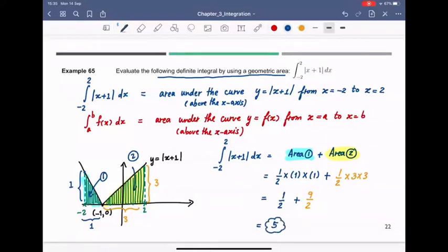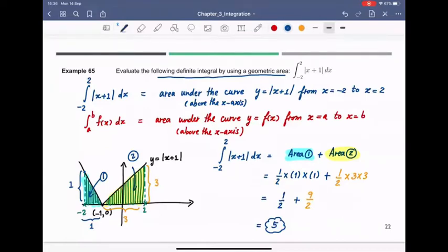Without using any antiderivative, the integral of absolute value of x plus 1 dx is equal to 5. Does it make sense? Any questions?